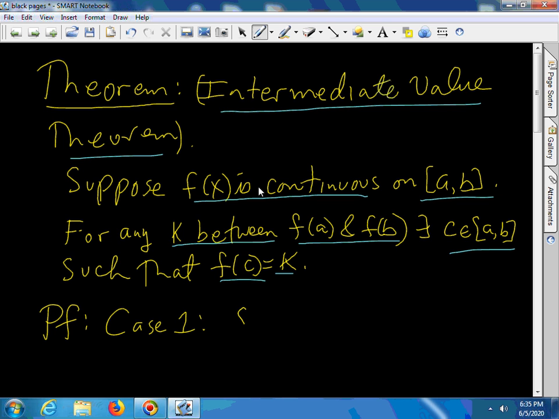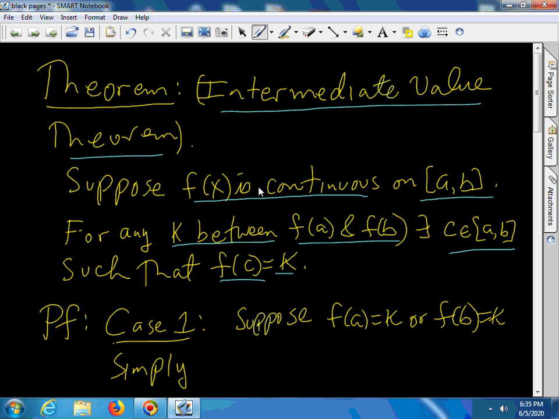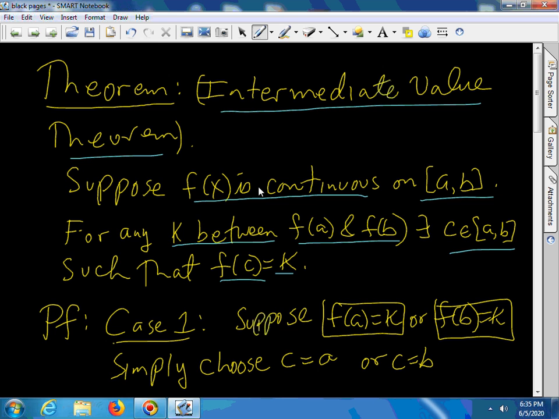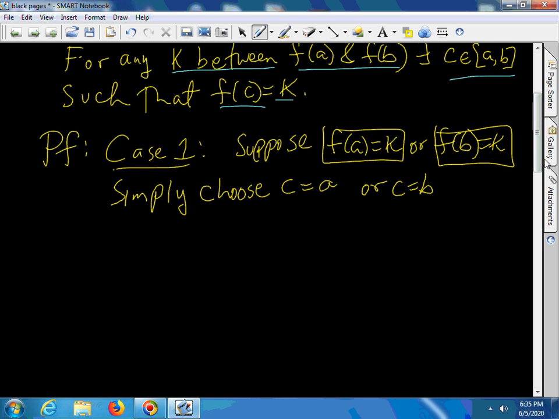Case number one. Suppose f of a is k or f of b is k. Then we simply choose c to be a in case f of a is k, or c is equal to b in case f of b is k. If they're both k, then you can choose c equals a or c equals b. Now, that case is done.